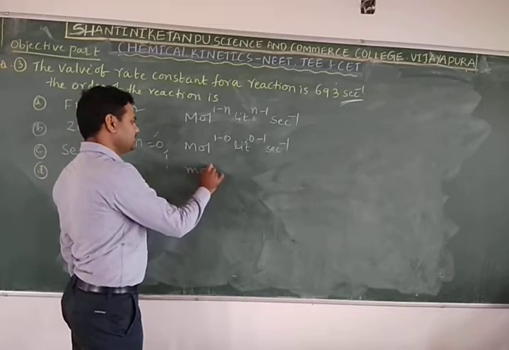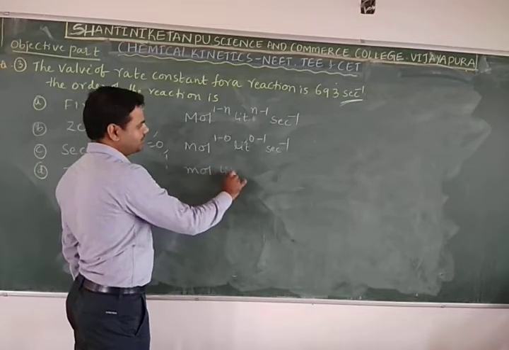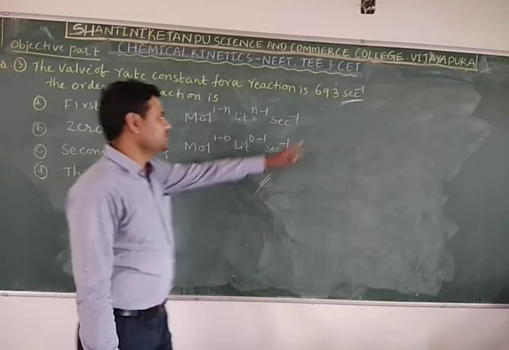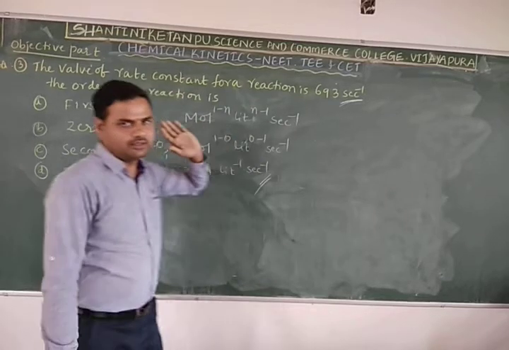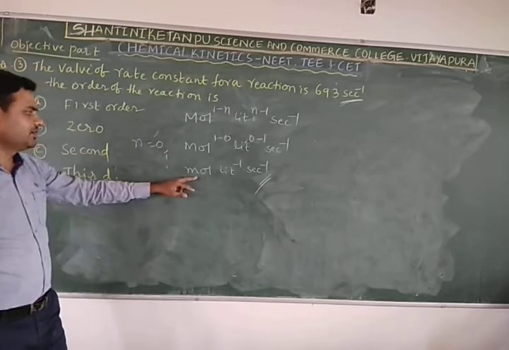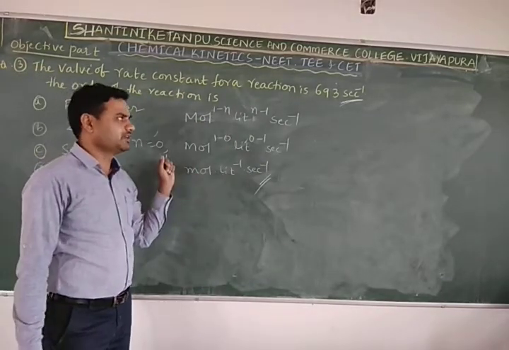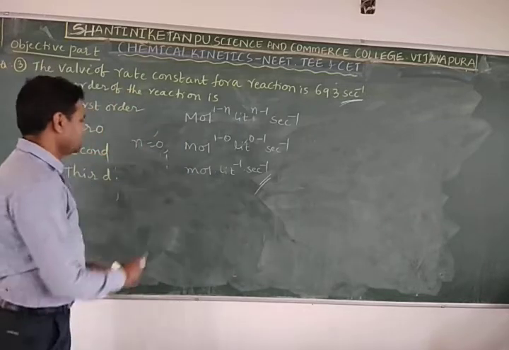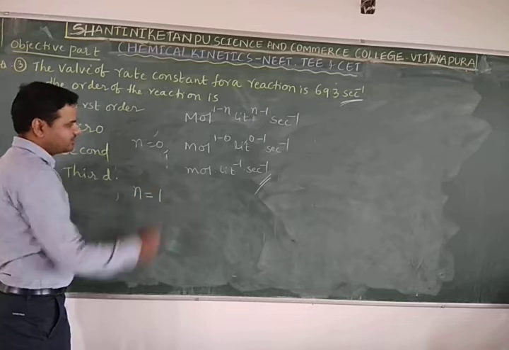The units are what? Mole per liter per second. But here, what units are given? Only per second is given. If the n value is 0, what units do you get? Mole per liter per second. But what are the units given in the question? Per second is given. Therefore, n is equal to what am I taking? n is equal to 1.